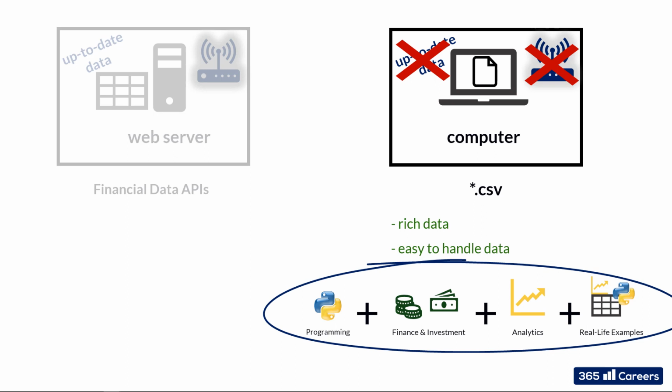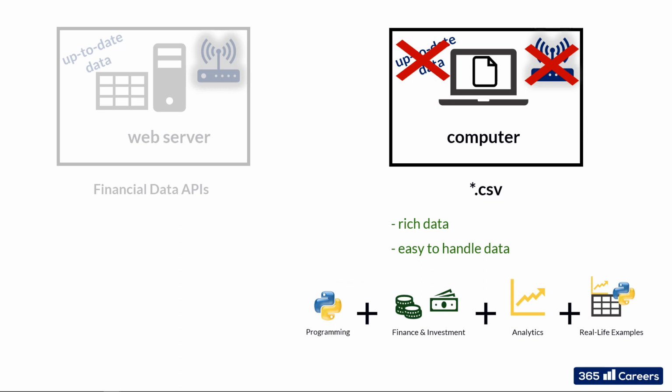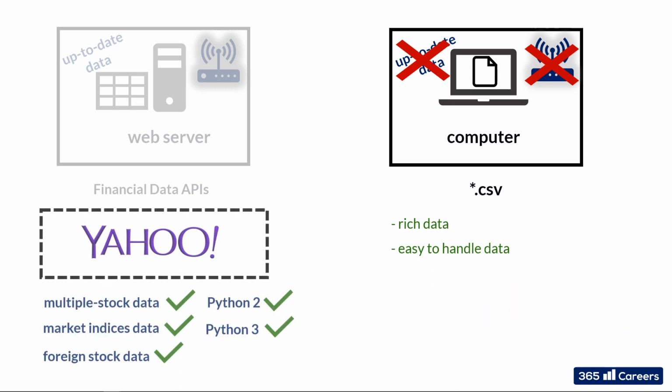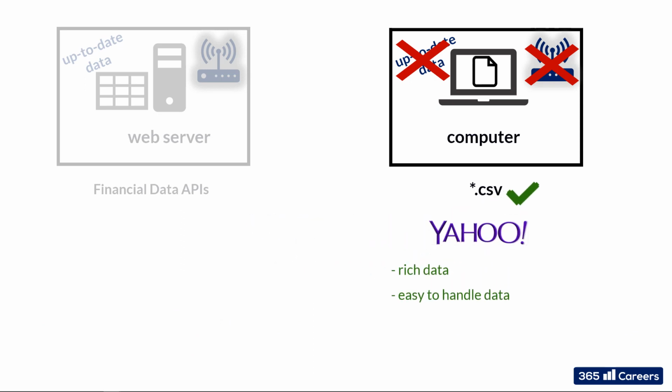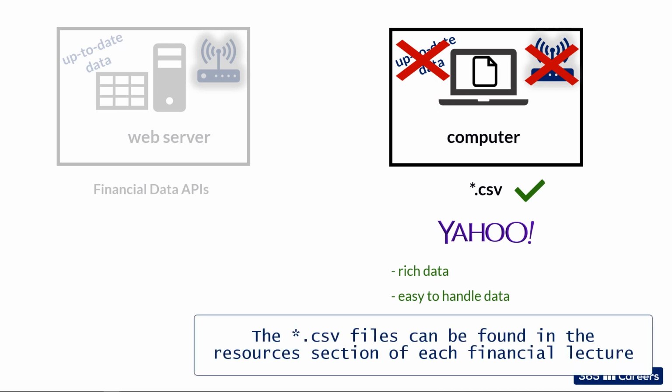And if you wonder how the CSV files were created, we must say they are based on data retrieved from the Yahoo Finance API at a moment in which it was functioning. However, if this sounds complicated, just remember the CSV files can be found in the resources section of each financial lecture. They are the ones that fit the course goals best.